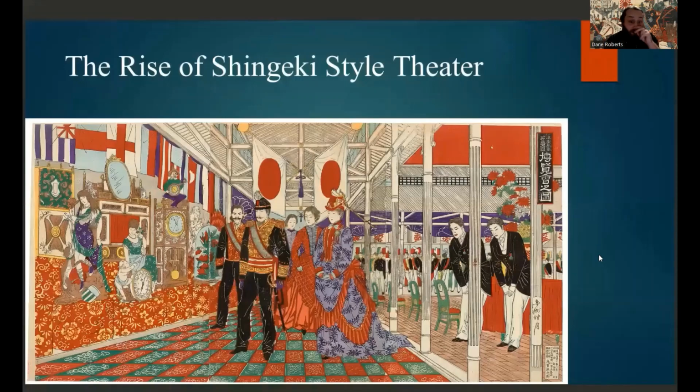This period also saw the rise in what is known as Shingeki style theater, which, unlike the Kabuki style, focused more on realism, that you can see here. And it was much more based off of the realism movement that was going on in much of the West during this period of time.